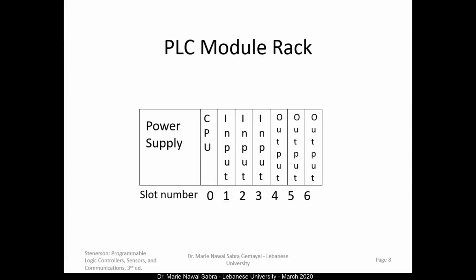If I take an example here, I have a PLC where on the first slot of the rack I have the CPU. Then I have 3 input modules and 3 output modules. I have their addresses here, with their slot numbers below. Inputs are on slots 1, 2, 3, and outputs on slots 4, 5, 6.